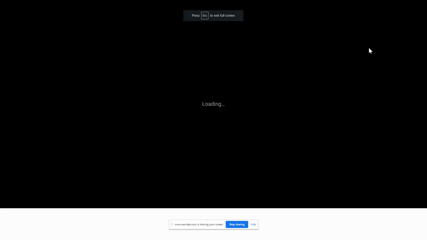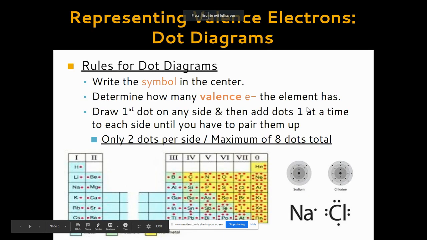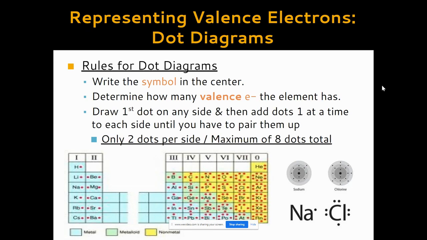Okay. All right, so next we have valence dot diagrams. Now when you're writing dot diagrams, the way that you do that is first you just find the symbol of what you're writing. So like if we're doing sodium, we would write Na right in the middle there. Then we determine how many valence electrons sodium has. Now, sodium in this modified periodic table we can find right here. It is in the very first column of the periodic table. So that means it has one valence electron.